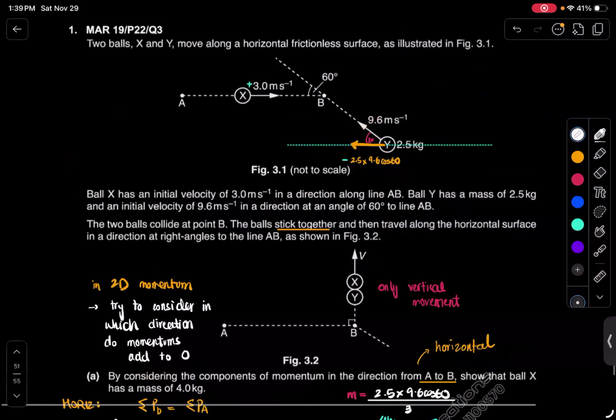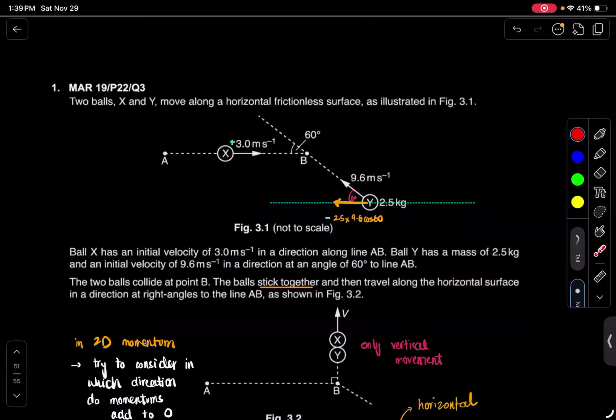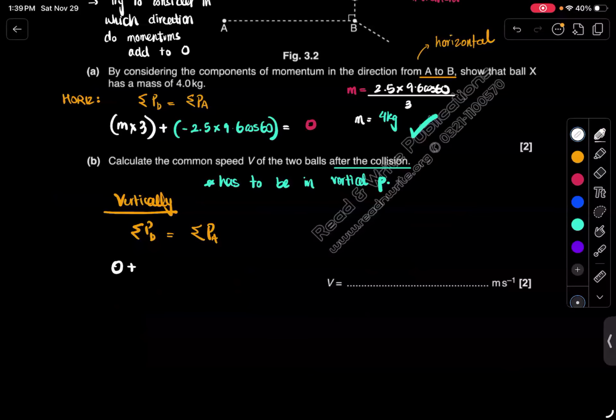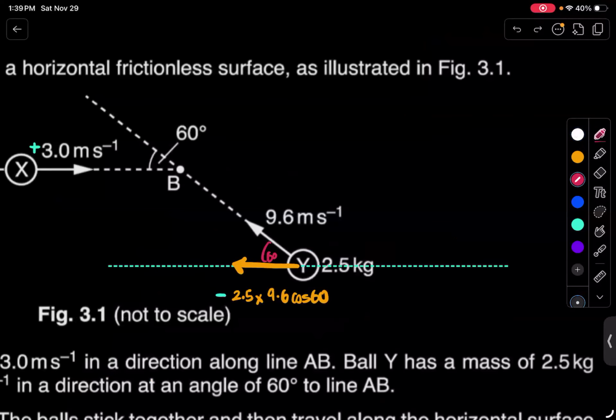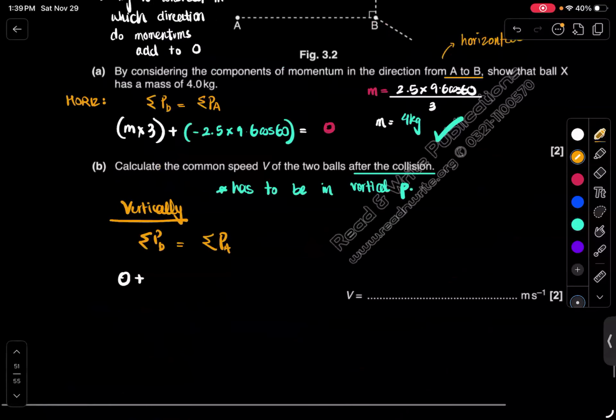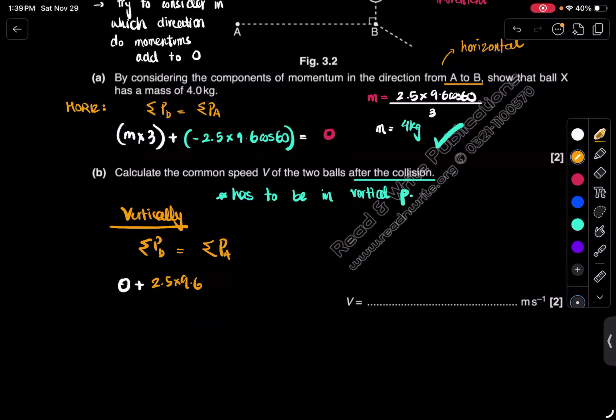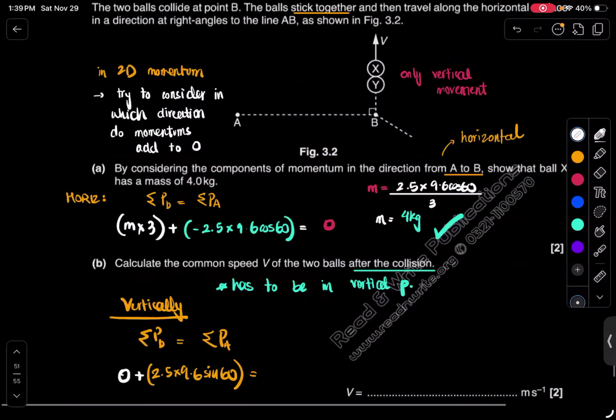Now, what is the sum of momentum before collision? Let's check the vertical momentum. Vertically, ball X is not moving. Ball X has no vertical momentum. It's moving only to the right. So this is 0. Plus, what is the vertical momentum of ball Y? We know the angle, so the vertical component is 2.5 into 9.6 sine 60, right? So that's going to be 2.5 into 9.6 sine 60.